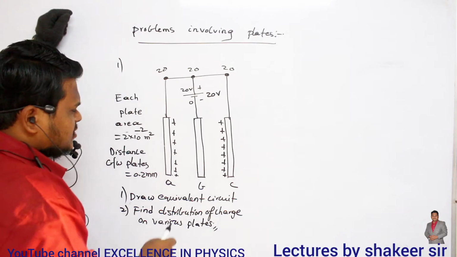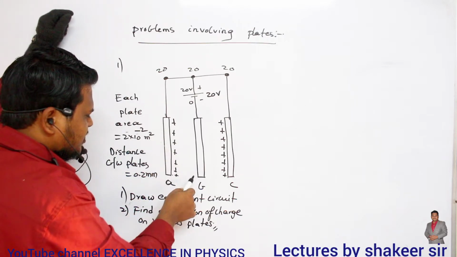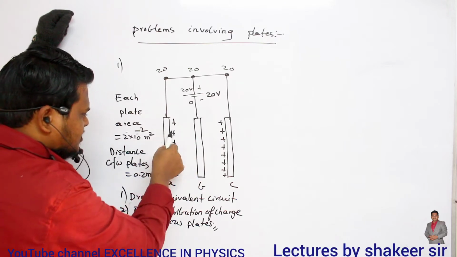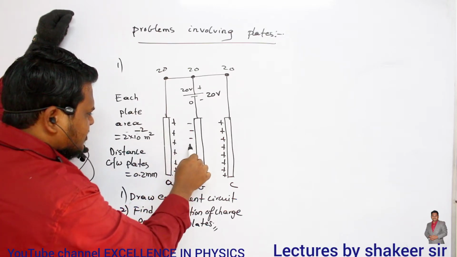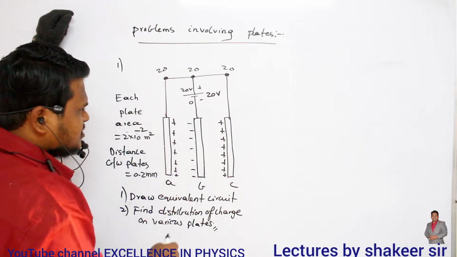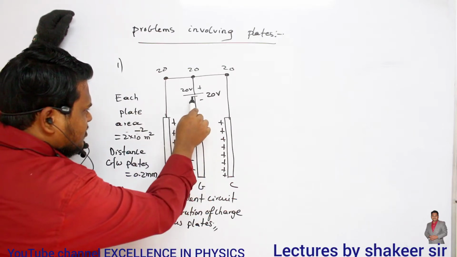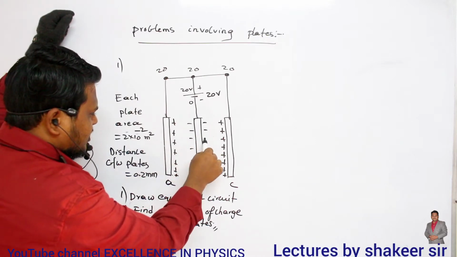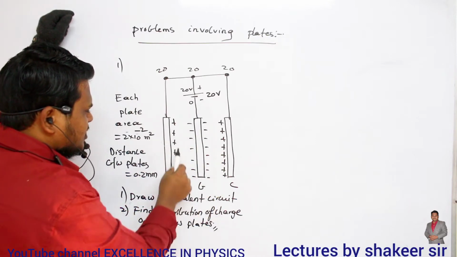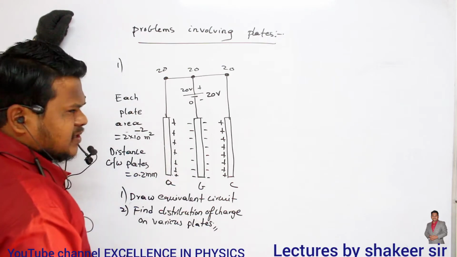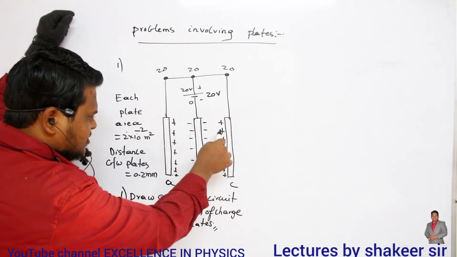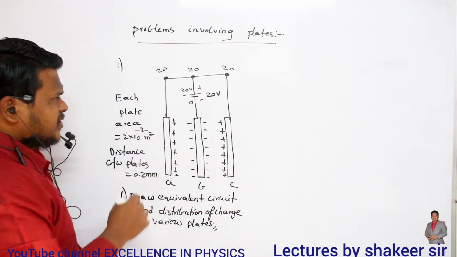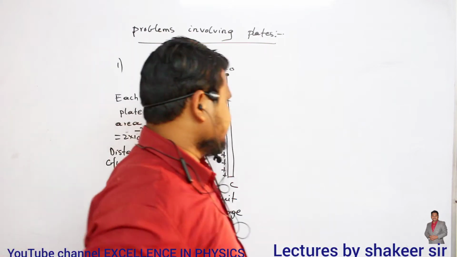So if this is a positively charged plate, can you say what will be the charge present on this plate? Here definitely negative charge will be present. Why? Because this plate is connected to the negative terminal of the battery. Are you able to understand? So here also negative charges will be present. Clear? So this surface and this surface will behave like one capacitor. Similarly, this surface and this surface will behave like another capacitor. Now we have to see how we can connect these capacitors. Let us see.